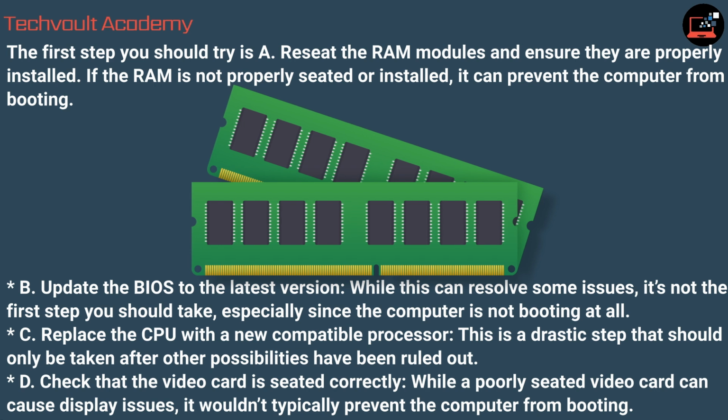While this can resolve some issues, it's not the first step you should take, especially since the computer is not booting at all. C. Replace the CPU with a new compatible processor. This is a drastic step that should only be taken after other possibilities have been ruled out. D. Check that the video card is seated correctly. While a poorly seated video card can cause display issues, it wouldn't typically prevent the computer from booting.